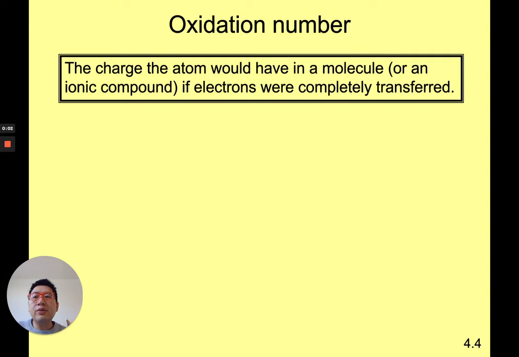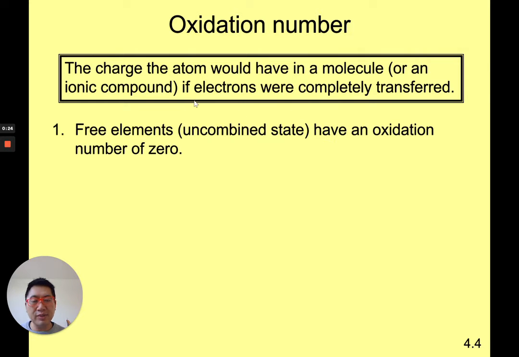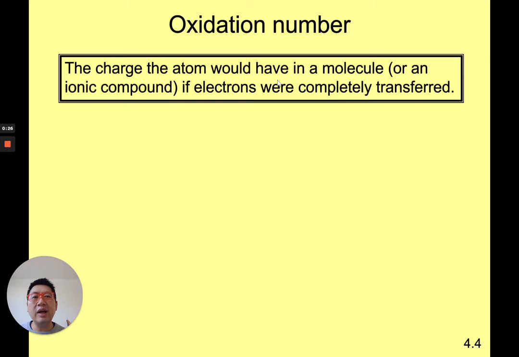Okay, so the topic for this video is about oxidation number. We're determining what is the oxidation number of an element in a compound. It's a fancy term, really, of saying what's the charge of that atom. In fact, here's a definition of oxidation number. Oxidation number is the charge an atom would have in a molecule or an ionic compound if the atoms were completely transferred. The big thing is it's a charge of the atom.